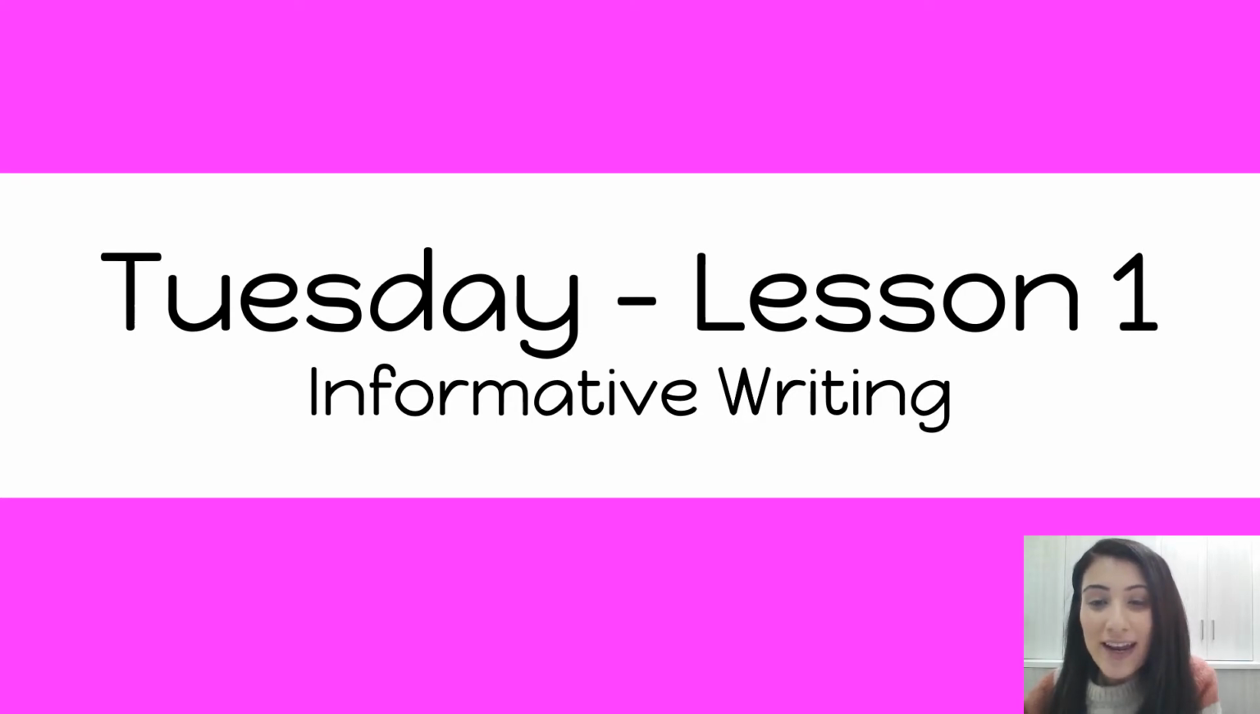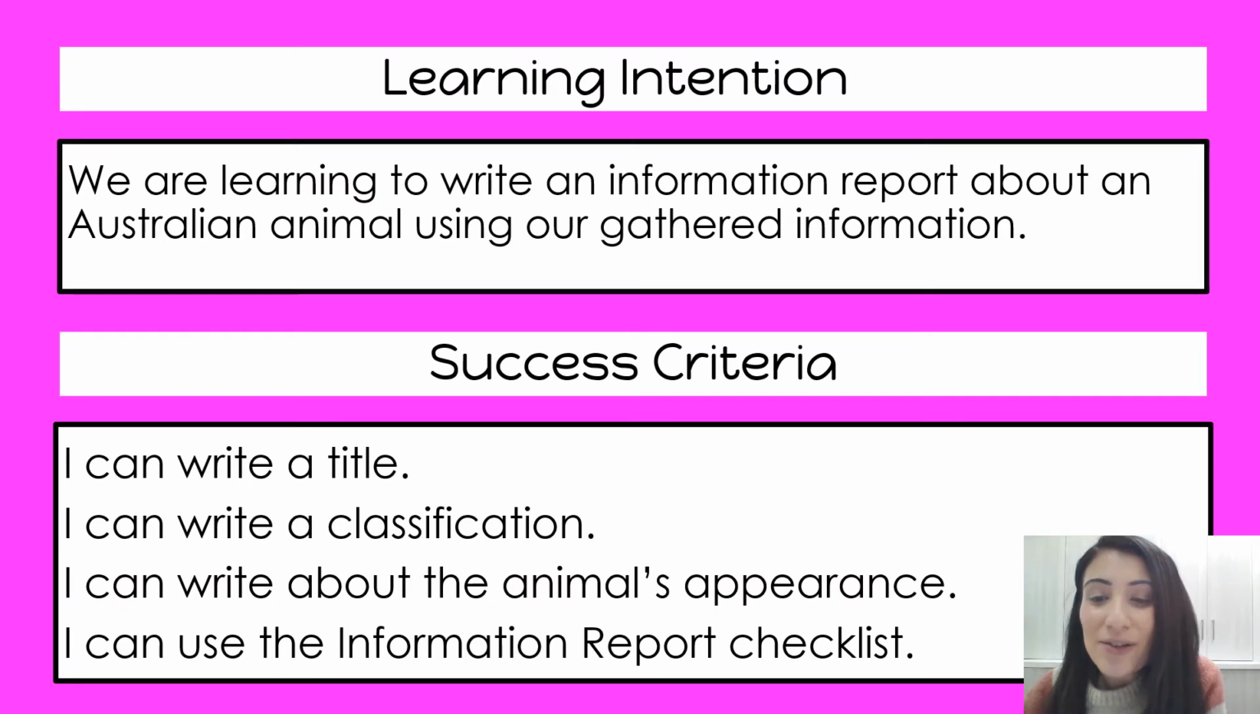Today is Tuesday, and we're going to be doing lesson 1 for the week, and we're going to be focusing on informative writing. Let's look at our learning intention and success criteria. We are learning to write an information report about an Australian animal using our gathered information.